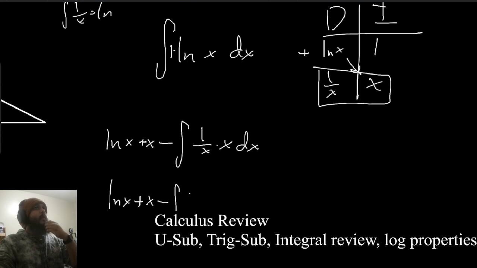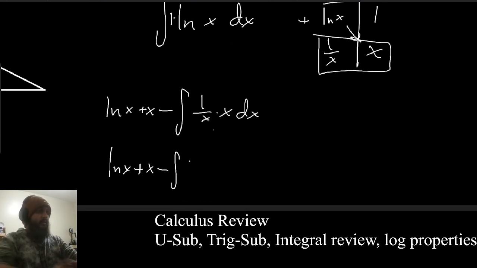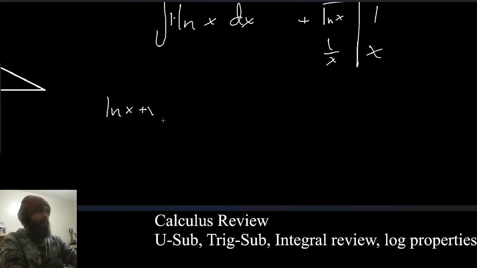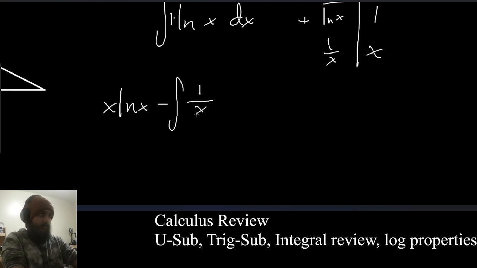Did I mess up somewhere? Oh wait, no, it's not. It's x times ln x. Okay. Yeah, you're multiplying. Oh yeah. You're right. So let me just get rid of all of this. So it's going to be x times ln x minus whatever the integral is, which is just 1 over x times x dx, which equals 1.